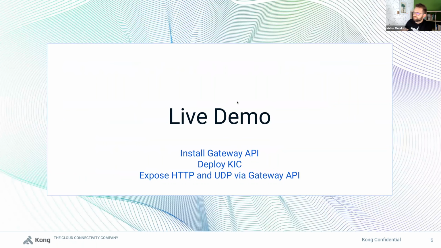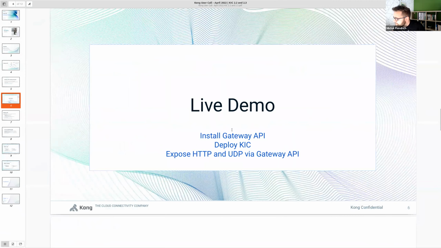So the golden rule of live demos is that something always breaks. Let's hope that's not the case for us today. I would like to show you how I install Gateway API in a cluster, then deploy the Kong Ingress Controller with Gateway API support, and I will show you how to expose an HTTP and UDP service by means of Gateway API.